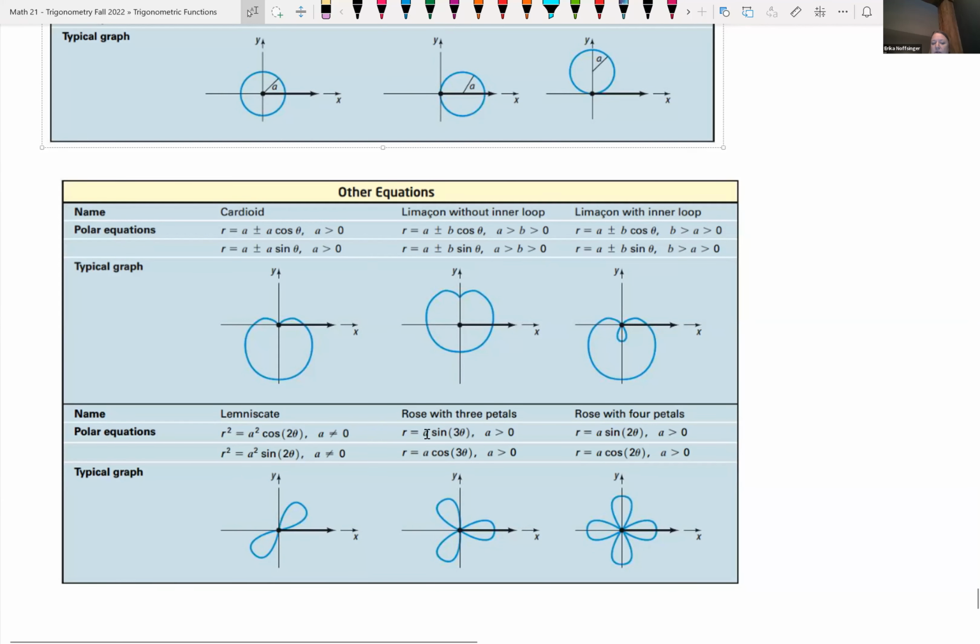If we had a rose with 3 petals, we have r is equal to a sine 3 theta, a greater than 0, or r is equal to a cosine 3 theta, where a is greater than 0. With 4 petals, we have r is equal to a sine 2 theta, a greater than 0, or r is equal to a cosine 2 theta, where a is greater than 0. So these polar equations give us some pretty cool looking shapes of graphs. So that is the rest of our section 10.2 in our textbook.